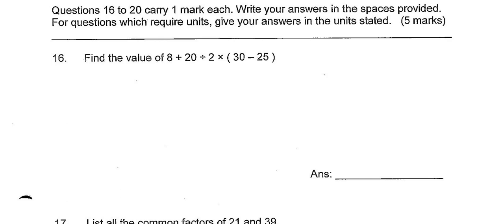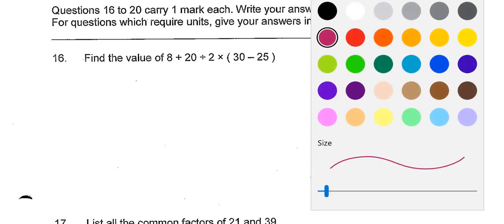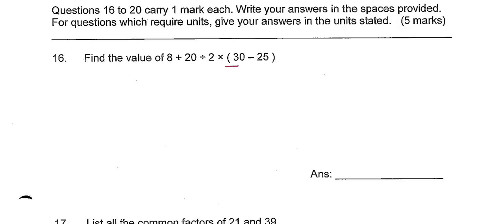Remember, your brackets come first, so I'm going to highlight this. And the one that I would like to do first would be the one in a bracket. So I highlight that to tell myself I'm going to carry down every number. Divided by 2 times 30 minus 25 gives you a 5.